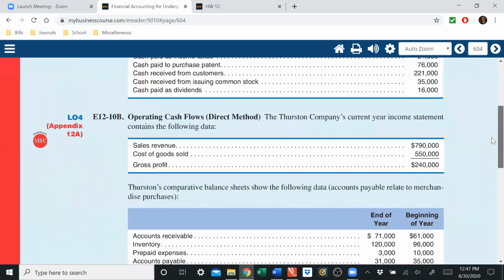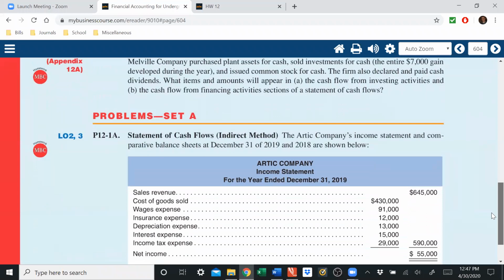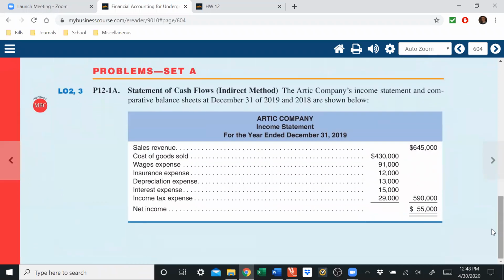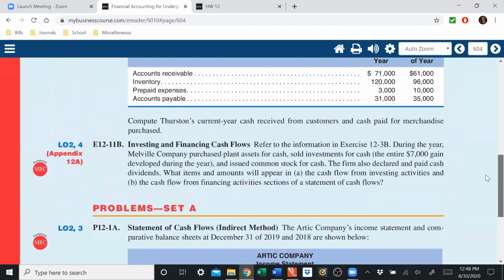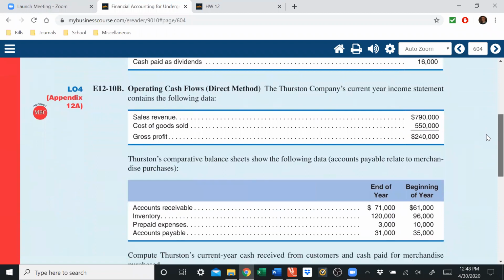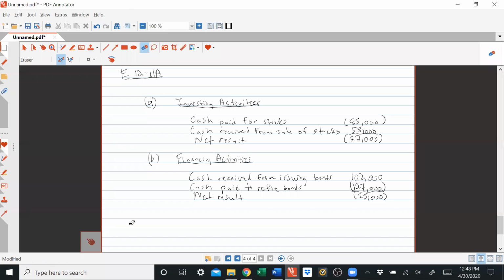All right, that's exercise 10B. Okay, that's good. That's testing the direct method. And what's problem 12-1A? That was the other one that I had. That's the indirect method. We've already done statement of cash flows using indirect method. We've already done a problem like that today. So let's do exercise 12-10B. We've already done one like this too, but let's just do this one. And then we'll call it a day.